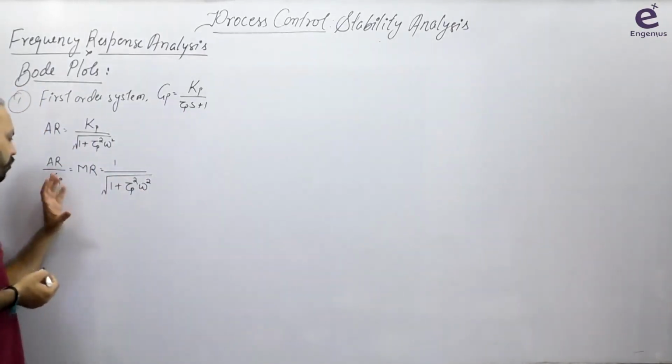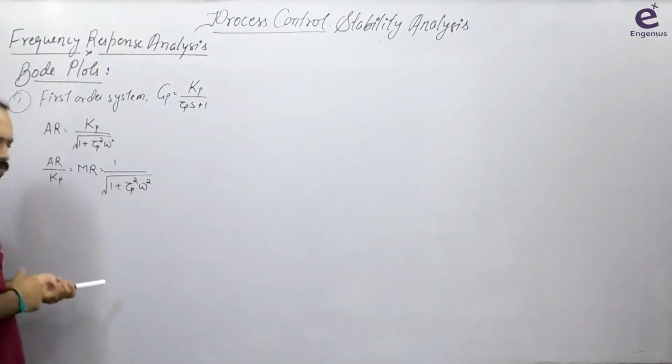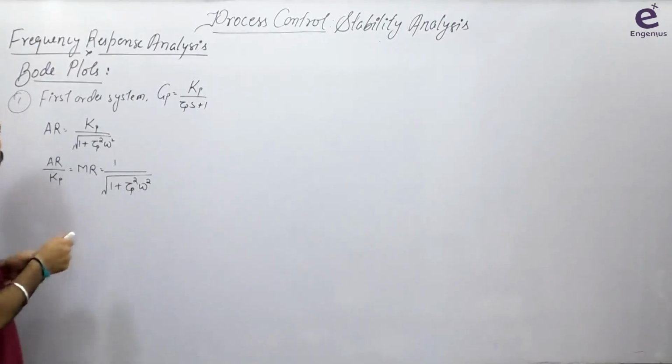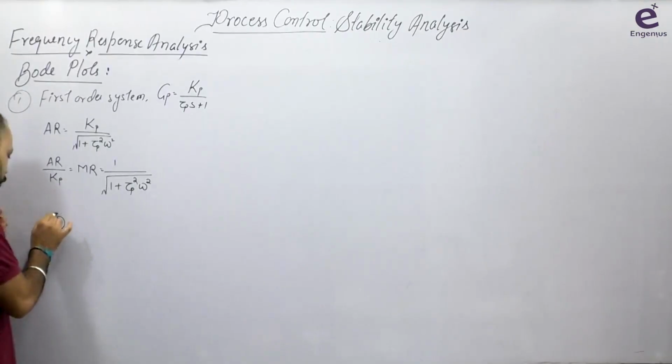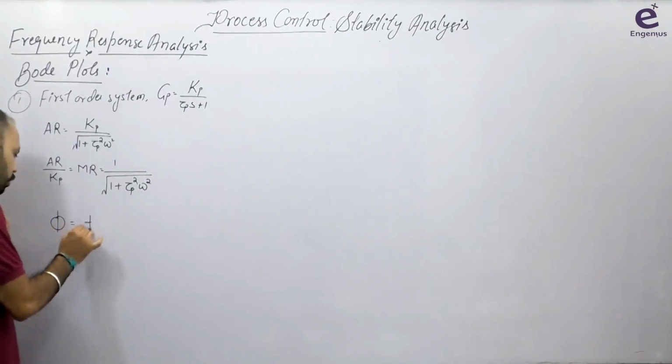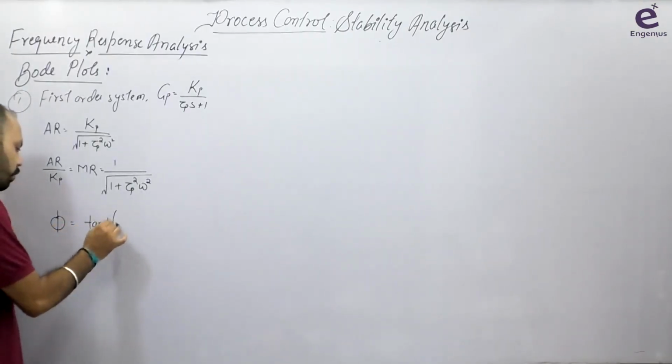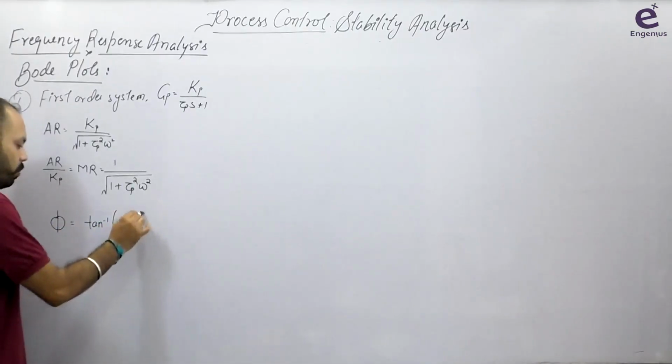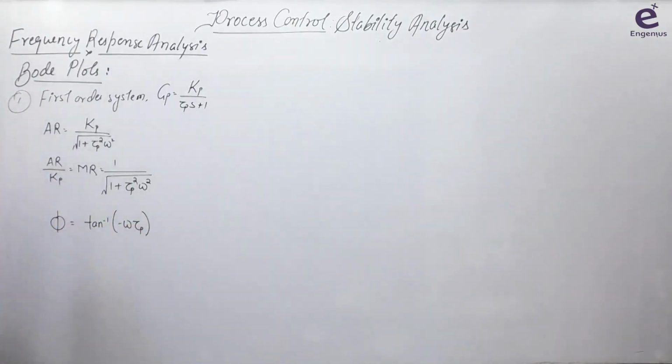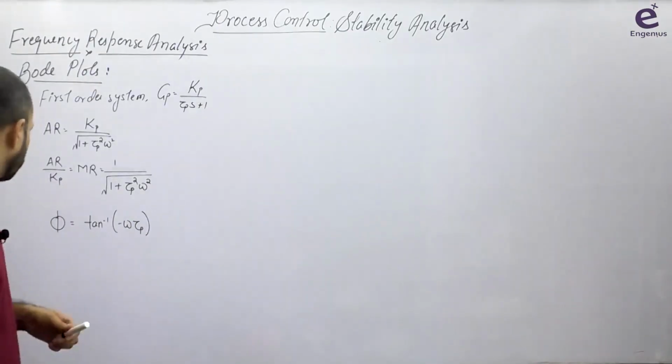So here I'll make the first plot between MR versus omega, using this equation. Let us also write the phi for the second plot. What is phi? Tan inverse minus omega tau p. This was the value of phi. Now let us do some calculations here.